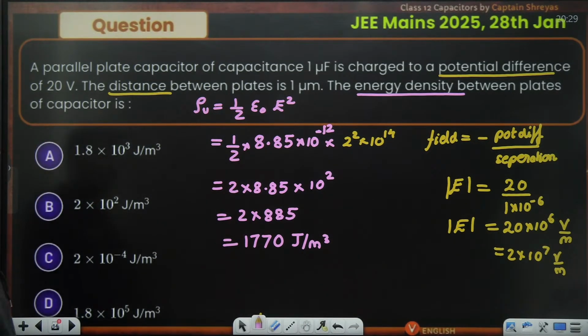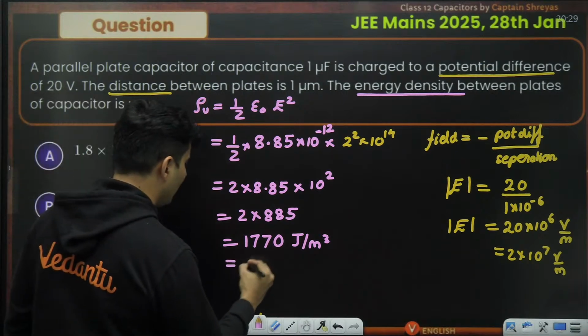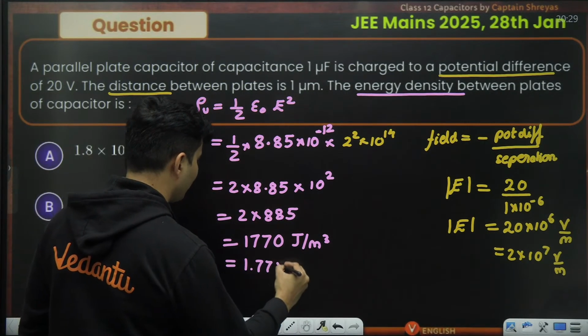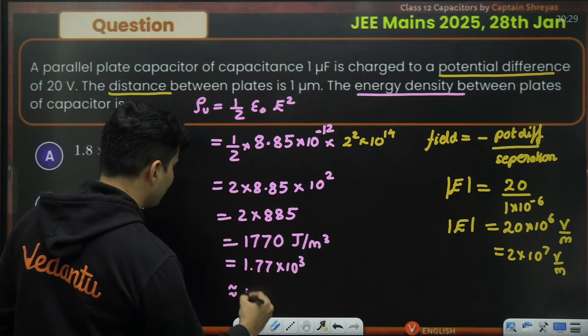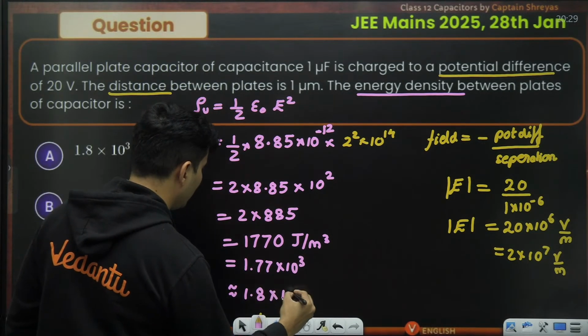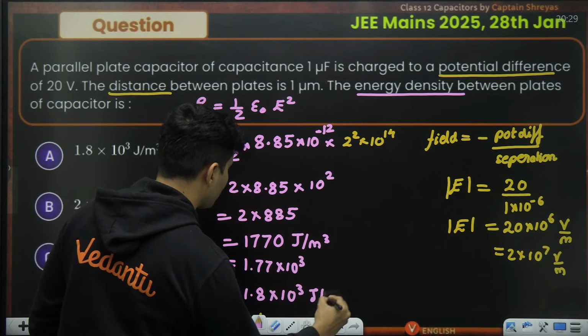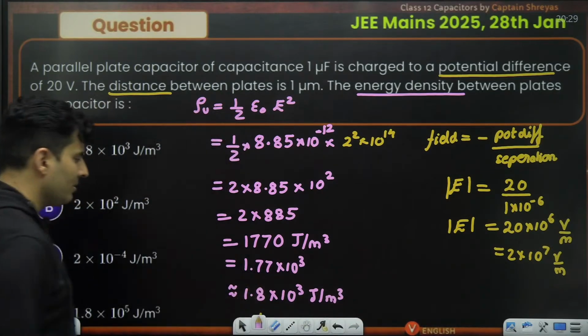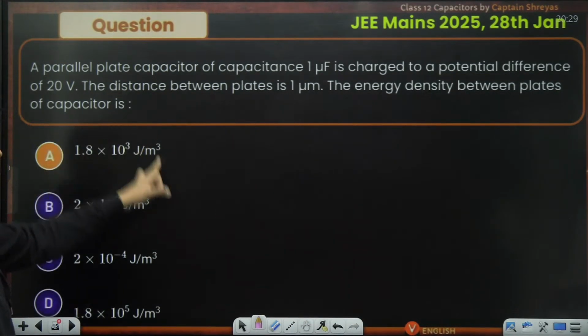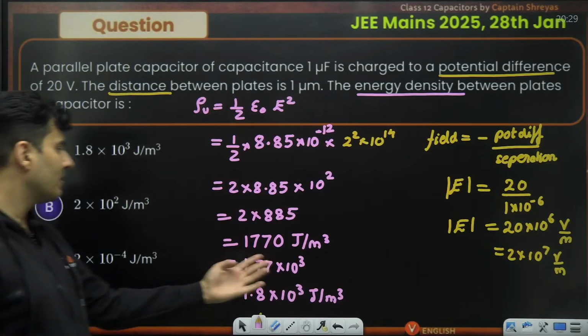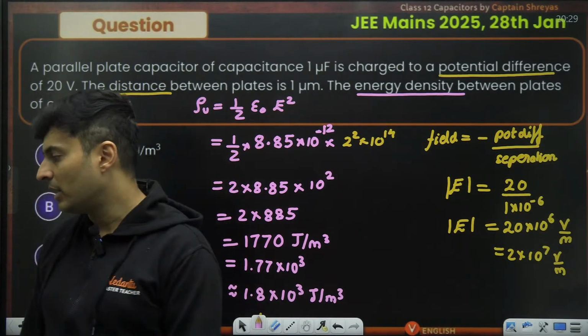1770 joules per meter cube. So if you want to write it in terms of one single decimal place, it is 1.77 × 10^3, which can be approximated as 1.8 × 10^3 joules per meter cube. This is approximate after rounding it off to a single decimal place. So that is option A, of course, but the exact answer will be 1.77 × 10^3.